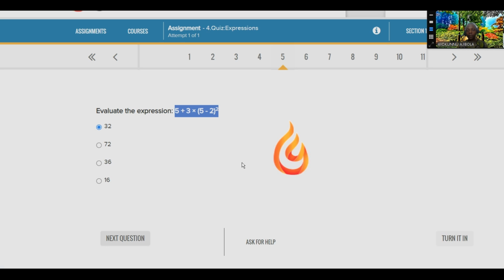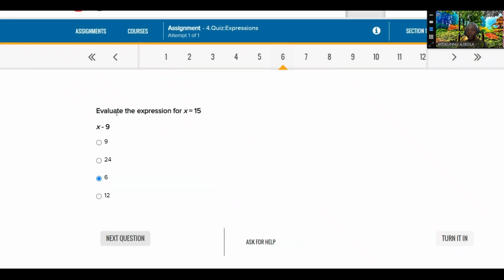Yes. Good. Then the next one says, if x is 15, what is x minus 9? 15 minus 9 simply gives us 6.